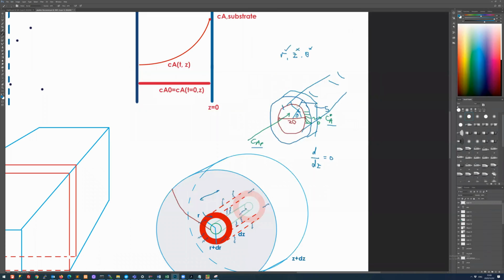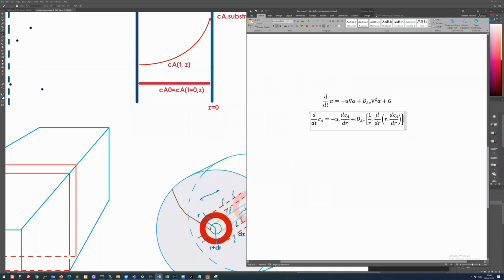We also notice that there's no flow of A in here either. There's no convective flow of A. So we can similarly neglect the convection term, leaving us just with this form. Okay, so you can see the pattern here.